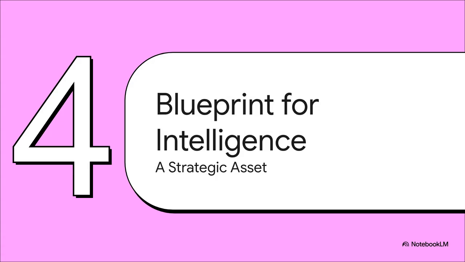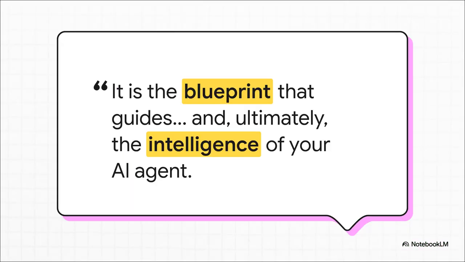So as we wrap up, I want to leave you with a bigger idea. An intent taxonomy isn't just some technical file that lives on a server somewhere. It's way more than that. It's a strategic asset. It's a structured understanding of your customers' needs, goals, and pain points. One expert put it perfectly. They said it is the blueprint that guides the design of your routing system and, ultimately, the intelligence of your AI agent. I mean, it doesn't get clearer than that.